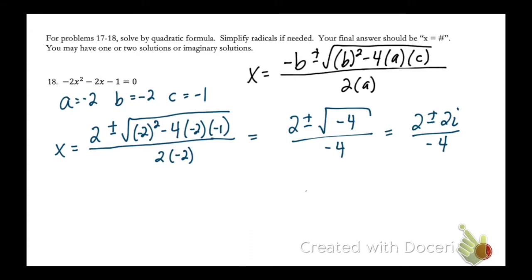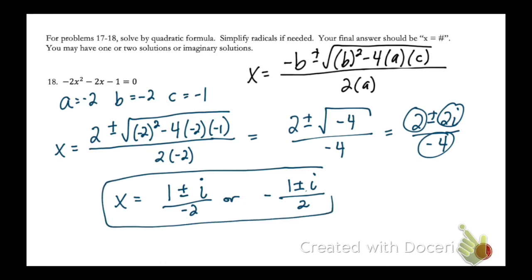The last thing I'm going to do is notice that there's a factor of 2 that I can divide out of all three of these terms right here. So I'm going to do that. I'm going to divide a 2 out of each of them. And I can either write my answer this way, or I could pull that negative that's in the denominator out front and write it this way.